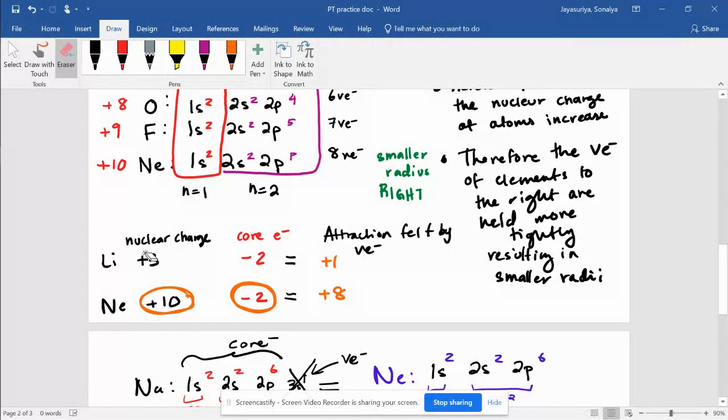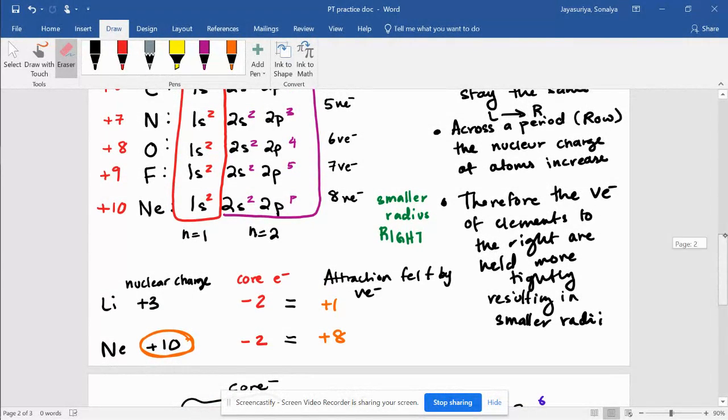So in lithium, which has a nuclear charge of +3, the core electrons are a -2 because each electron has a -1 charge, and there are two core electrons. The core electrons cancel out two of the plus charges of the nucleus. So the valence electron of lithium only feels a +1 charge. In neon, the nuclear charge is +10. It has the same number of core electrons as lithium. So for neon's nucleus, if you cancel out two of the plus charges, all of the valence electrons in neon feel a +8 attraction.